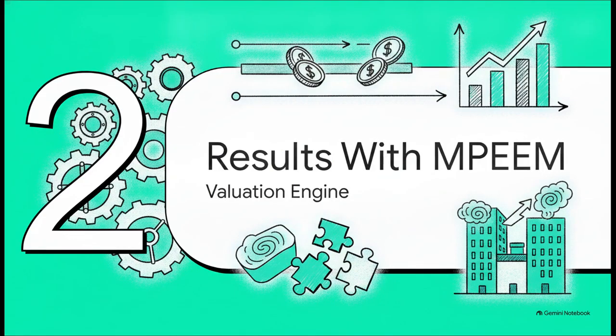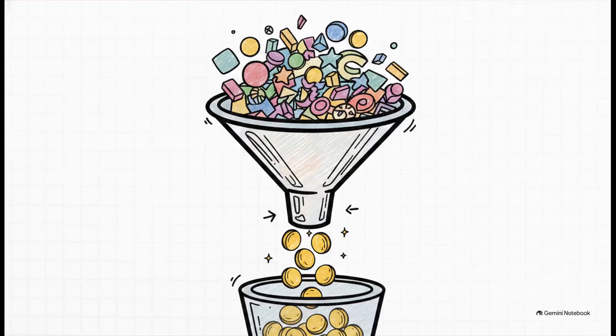That brings us to Section 2, Generating Results with MPEM, the engine of intangible valuation. This is really the core of what we want to focus on today. MPEM, the multi-period excess earnings method, is the absolute gold standard when you're dealing with primary income-generating assets. We're talking about your customer contracts, your long-term relationships.